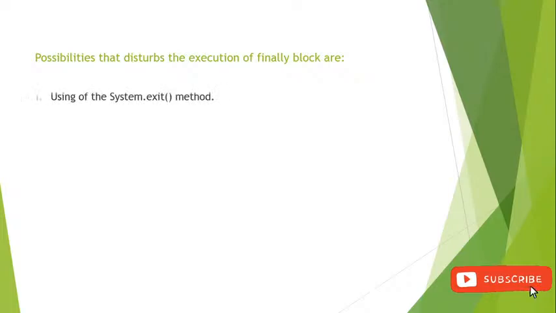Okay, not always. There are some cases where our finally block will not be executed. The first case is the use of the System.exit method. If we are using the System.exit method, there is a possibility that our finally block will not execute. Another case is a fatal error that causes the process to abort. If some error comes inside the program that causes the process to abort, our finally block will not execute.